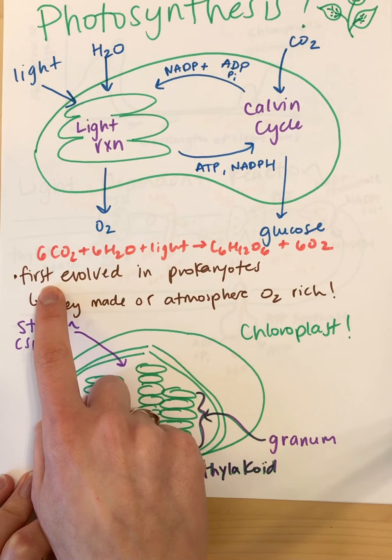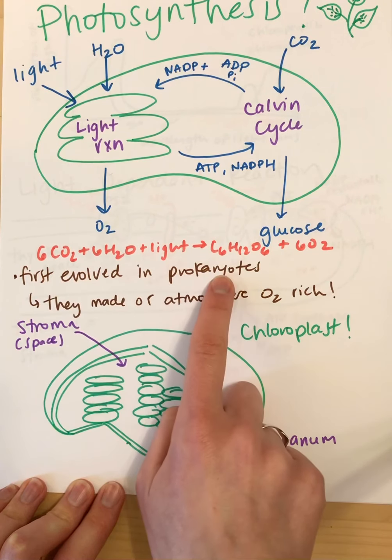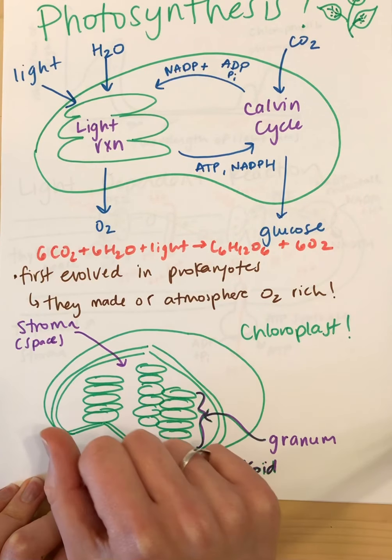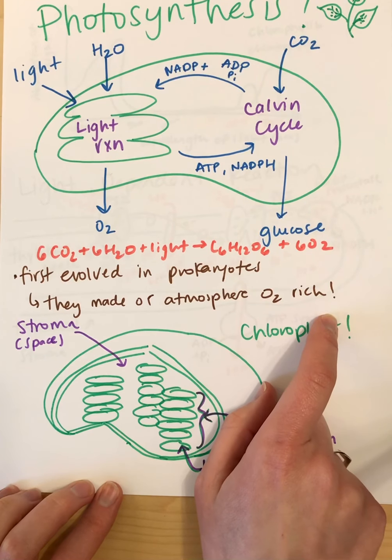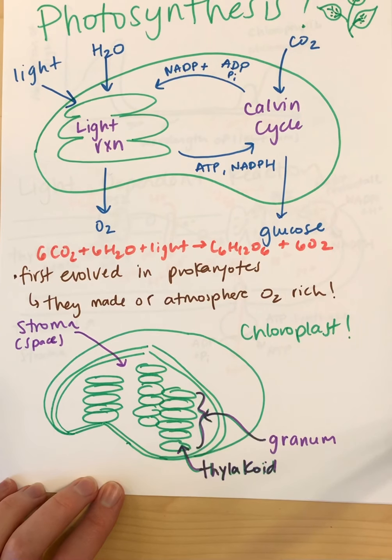As a side note, this process first evolved in prokaryotes. And it's prokaryotes doing photosynthesis that made our atmosphere oxygen rich, so made it possible for organisms like humans that depend on oxygen to evolve.